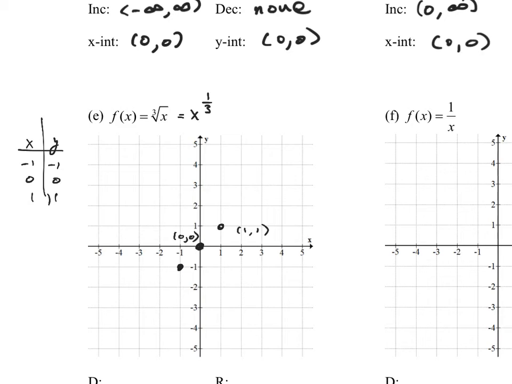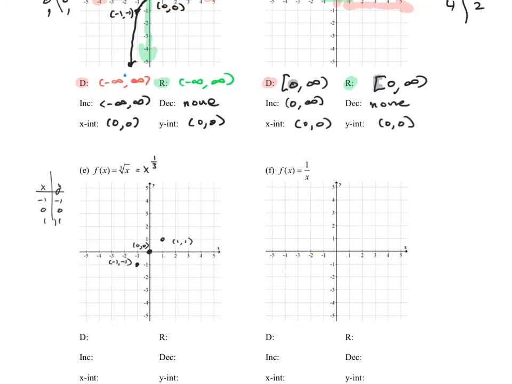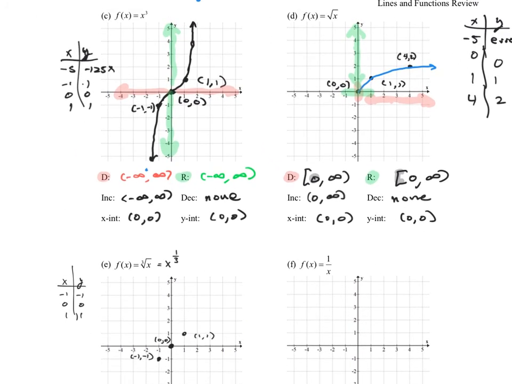Let me go ahead and label those because we have to label at least 3 points on our graph. So there are my 3 points that I've labeled right there. I want you to notice, if you look straight above us, these are the exact same 3 points as x cubed. But this graph is hugely different, and you need to know that.